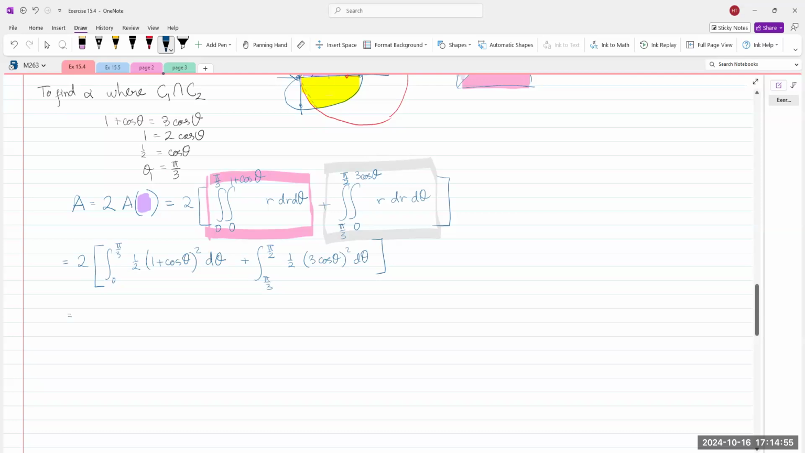That equals, well, I will just distribute the 2 to kill the 1/2. So the first integral becomes the integral from 0 to pi over 3 of 1 plus 2 cosine theta plus cosine squared theta d theta, plus the integral from pi over 3 to pi over 2 of 9 cosine squared theta d theta.